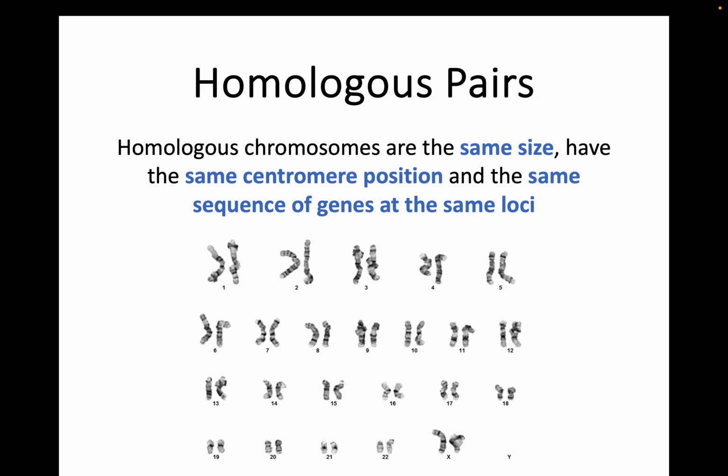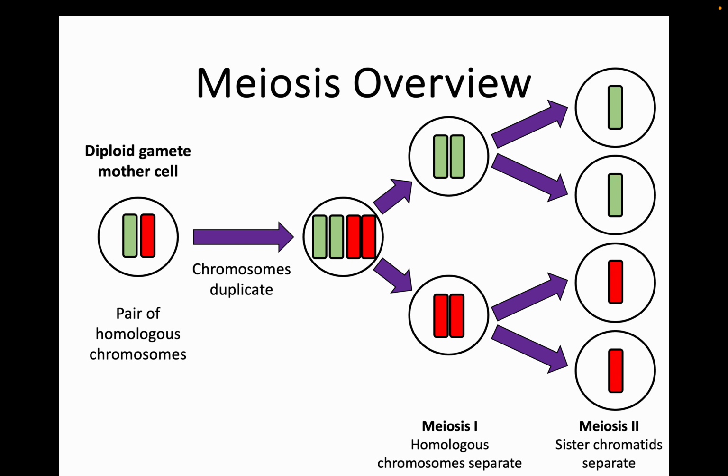So if you look at this karyotype here, this mapping of human chromosomes, you can see homologous pairs all lined up. So homologous chromosomes are the same size as each other, they have the centromere in the same position, they have the same sequence of genes at the same loci or location within these. So if you have a bundle of chromosomes from any organism, you're actually able to separate them into their pairs because these homologous pairs are going to look essentially the same. So it's important to know the defining characteristics of homologous chromosomes: same size, same centromere position, same sequence of genes at the same loci.